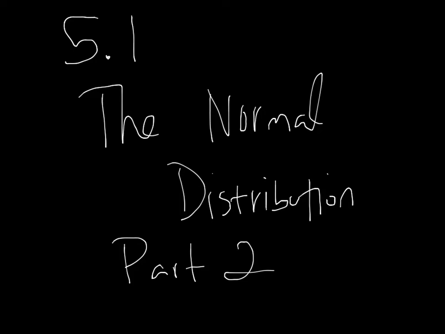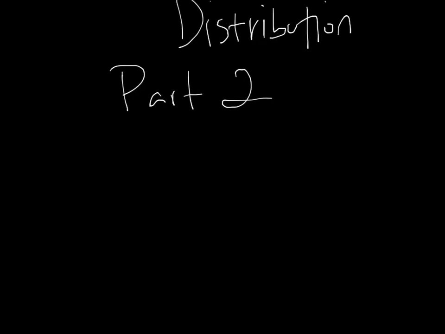Alright, so this is part 2 of the normal distribution, section 5.1. My first question for you guys is, how many different normal distributions are out there? And if you answered or thought about this symbol, infinity, you're right. You pick any mean and any standard deviation, and we're going to have a potential normally distributed variable, alright?